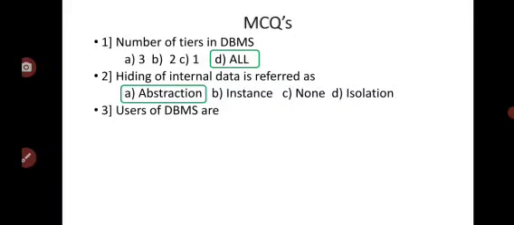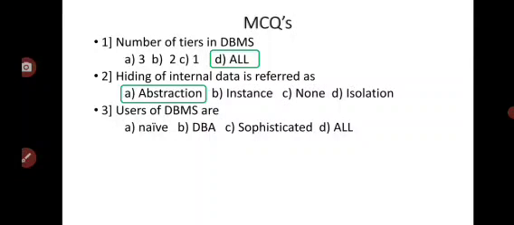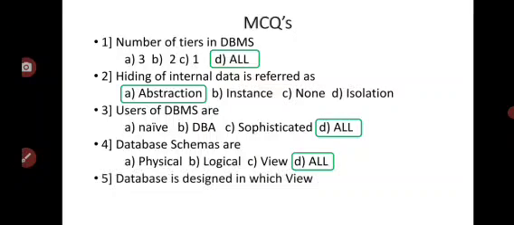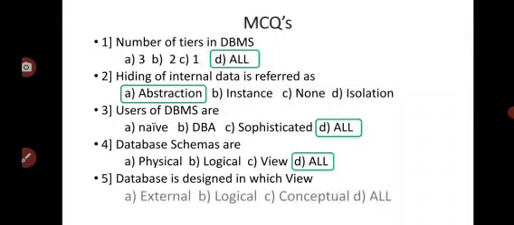Third question. Users of DBMS are naive, database administrators, sophisticated and D, all. So all the users are associated as DBMS users and the option will be D, all. Database schemas are physical, logical, view and D, all. So the database schemas are available as physical schema, logical schema and view schema. The option will be D, all. Database is designed in which view? External view, logical view, conceptual view and D, all. It is designed at the logical view.